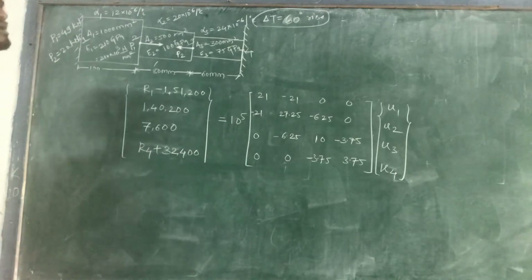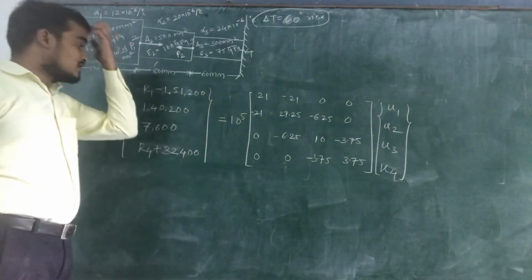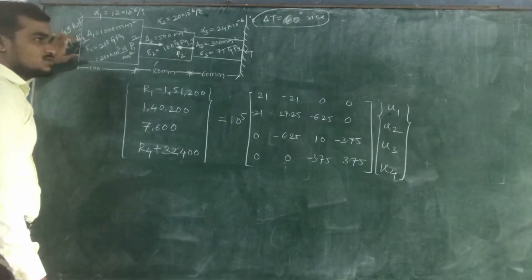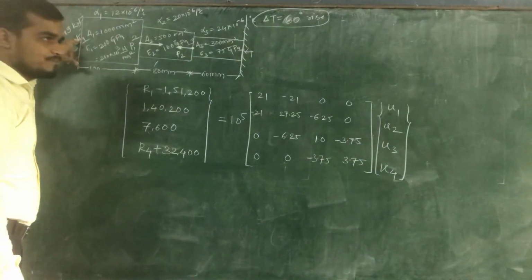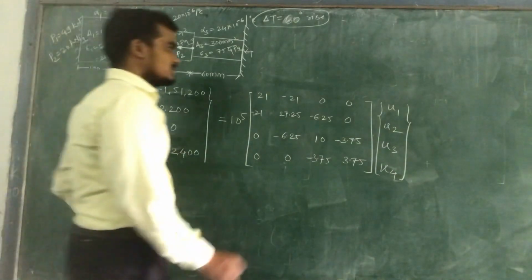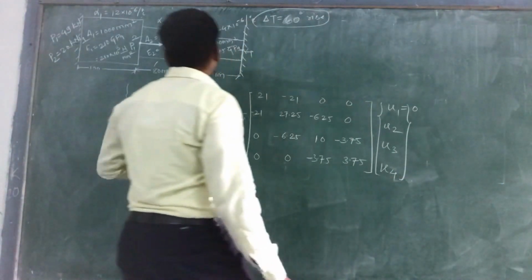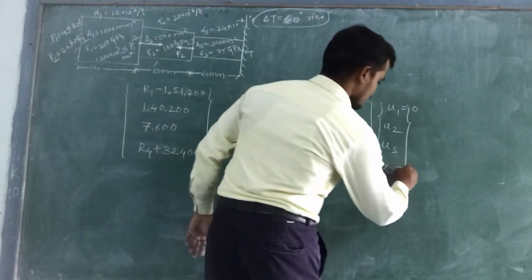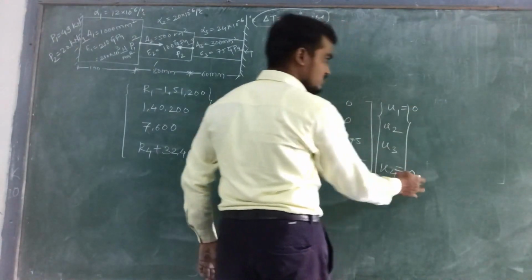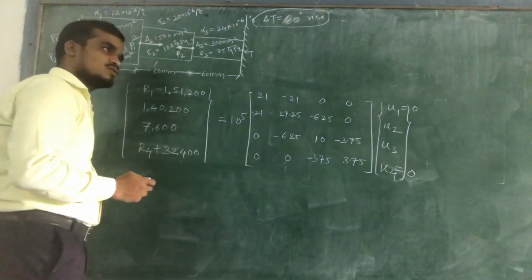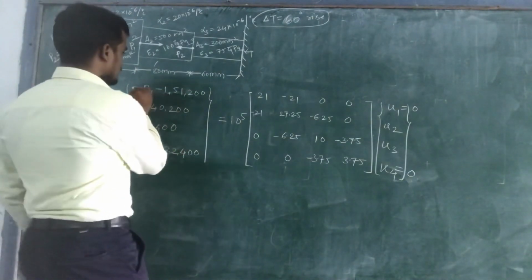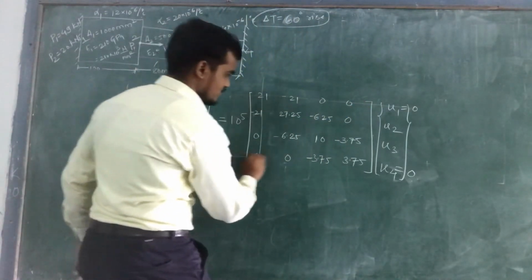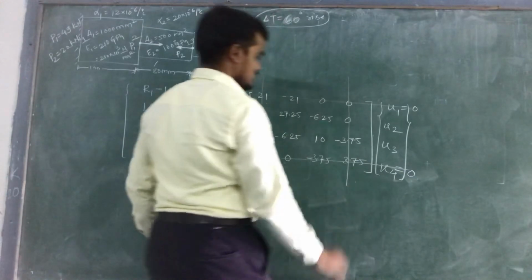Now next step is what? Apply the boundary conditions. So boundary conditions for displacements are, as we know that the first node is a fixed node, so at this node there will not be any movement. So displacement U1 is equal to 0 for this first node. And the last node is also a fixed one, so U4 is equal to 0. As we know that these two values are 0, we need to eliminate the first row, first column as well as the fourth row, fourth column.